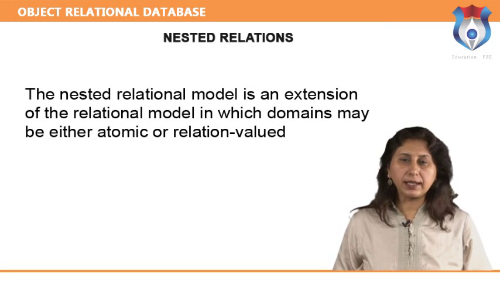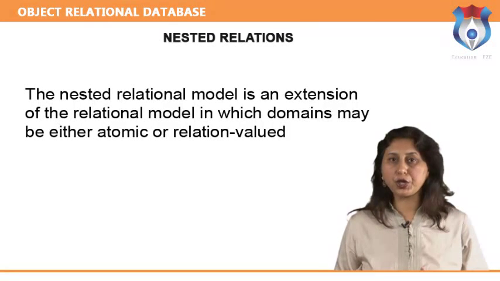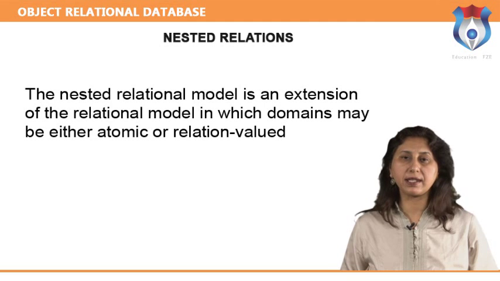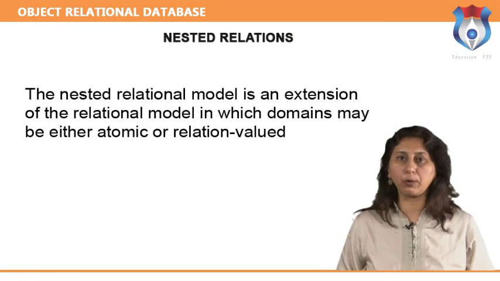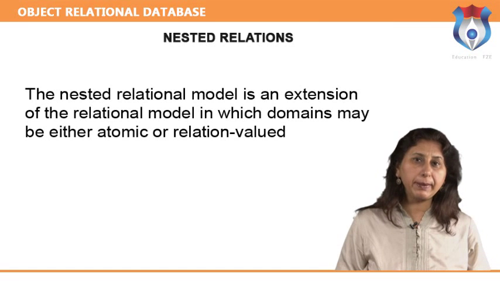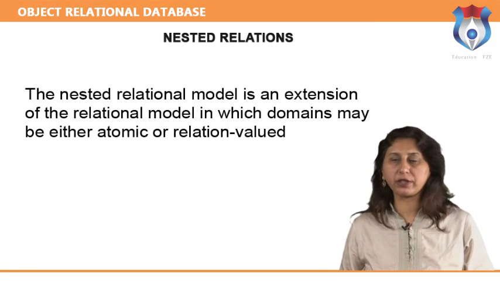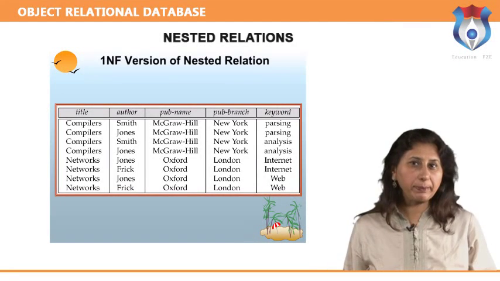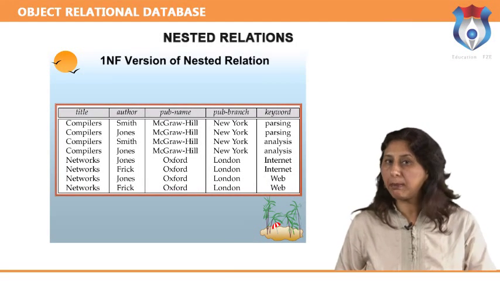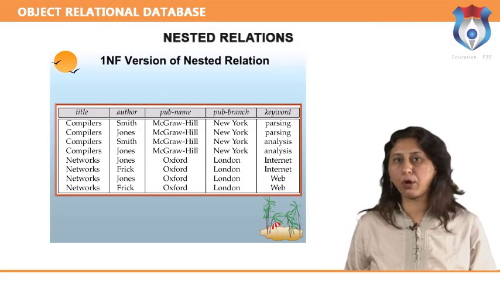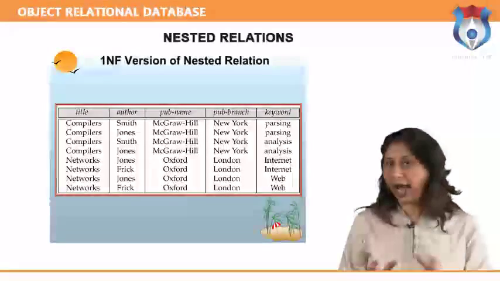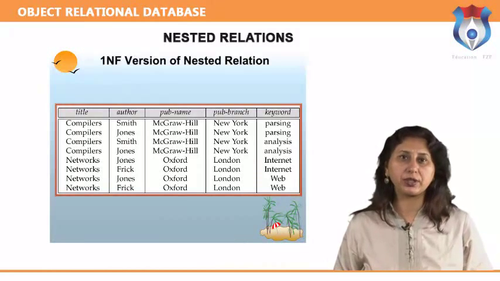1NF requires that all attributes have atomic, indivisible domains. The nested relational model is an extension of the relational model in which domains may be either atomic or relation valued. This allows a complex object to be represented by a single tuple of a nested relation, with a one-to-one correspondence between data items and objects. Motivation.